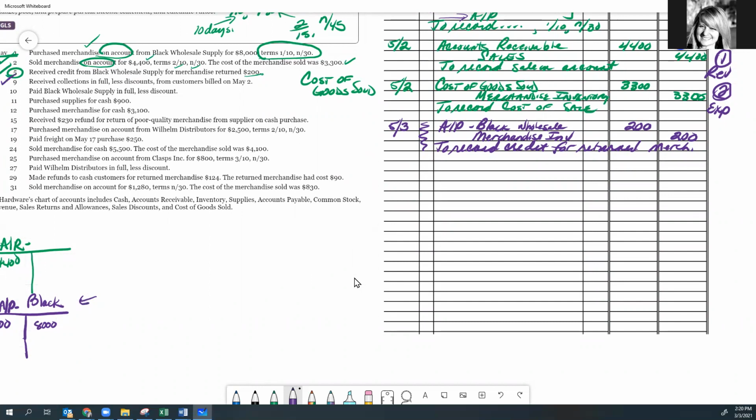And on the 9th, we received collections in full, less discounts from the customer that we billed on May 2nd.